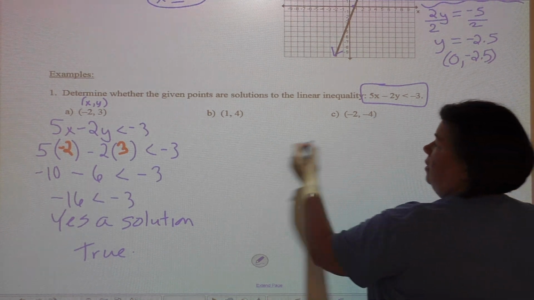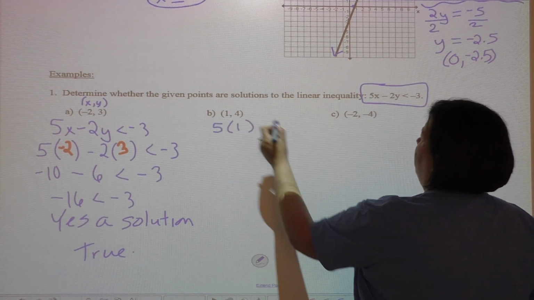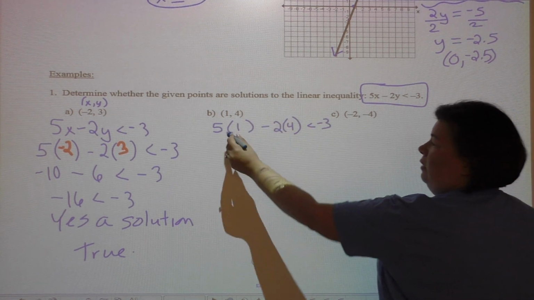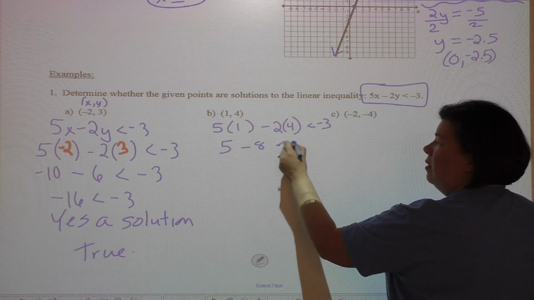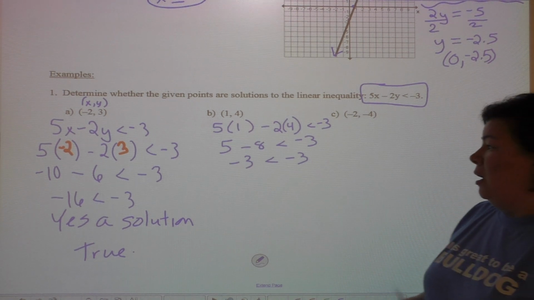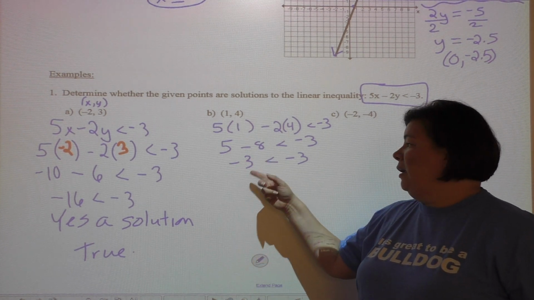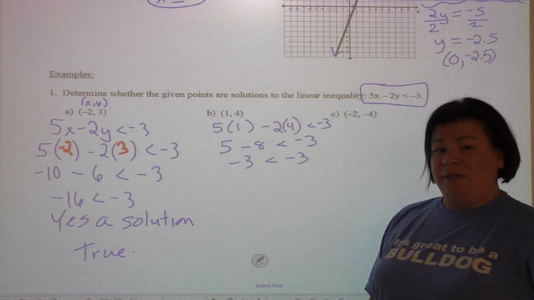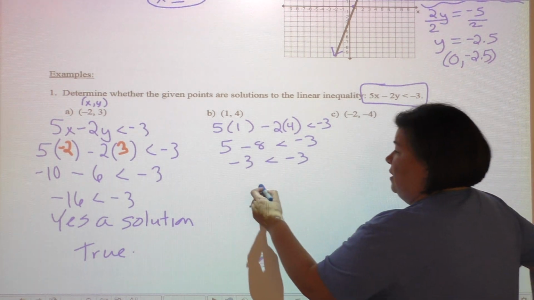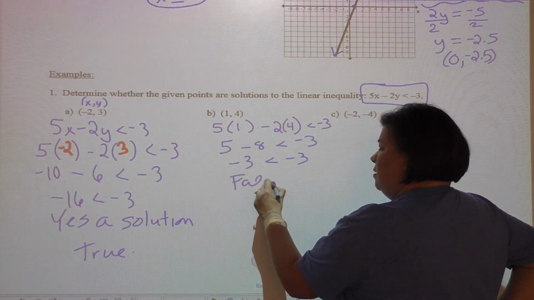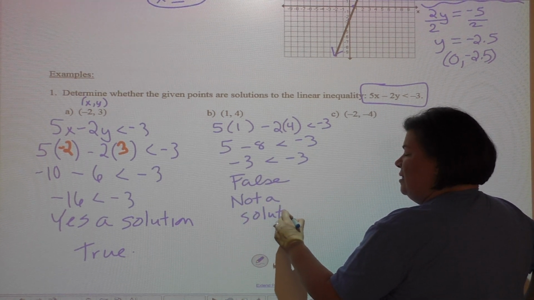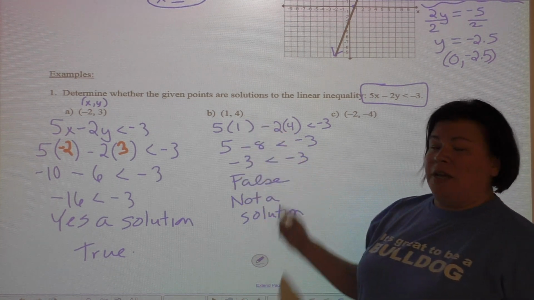So if we again just substitute in 1 for x, 4 for y, and simplify this, we have 5 minus 8 is negative 3. You have to be very careful here because they're asking you, is negative 3 less than negative 3? It is not. It's equal to negative 3. But according to this, they're asking if it's less than. So it's not. This is a false statement. So it's not a solution. This point, in other words, is not a solution. 1 comma 4 is not a solution to this inequality.